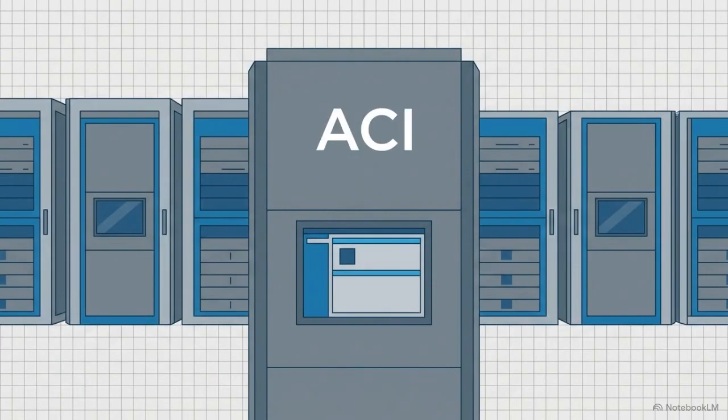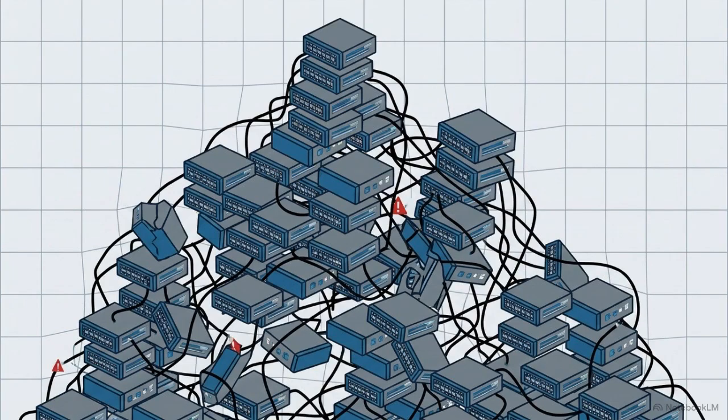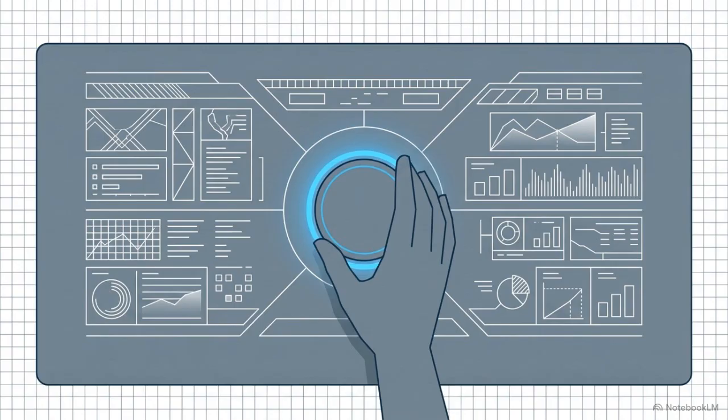Cisco Application-Centric Infrastructure, or ACI, attacks this problem by completely stripping away the concept of the independent switch. To manage modern traffic loads, you have to stop treating your network as a collection of standalone hardware and start commanding it as a single, coordinated system.